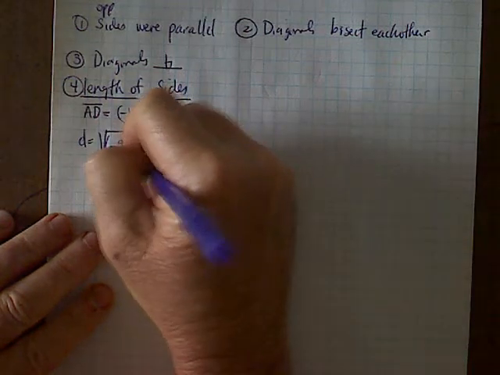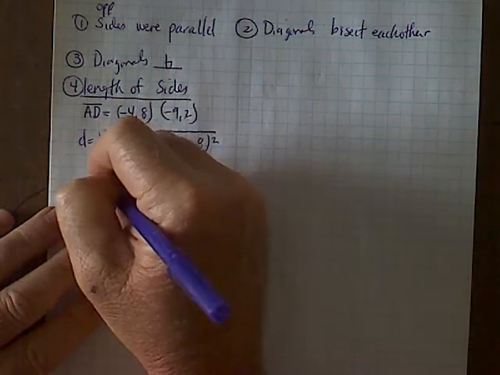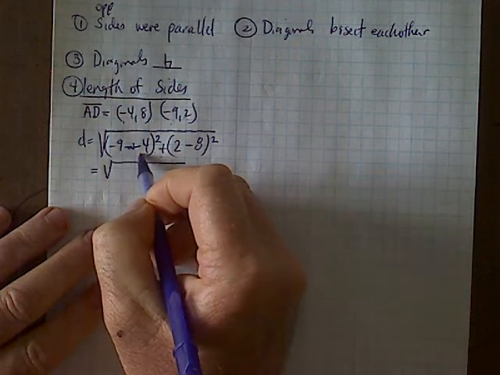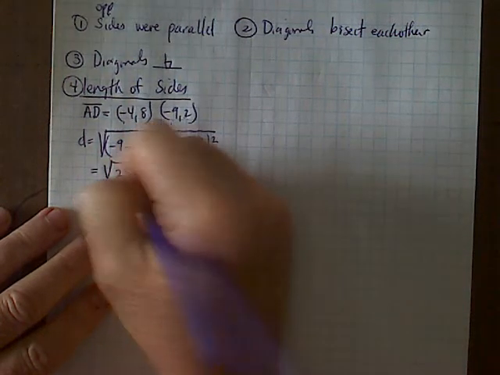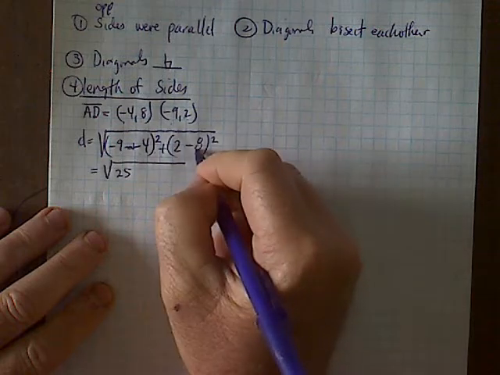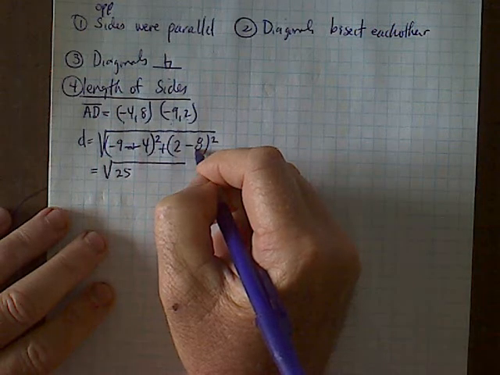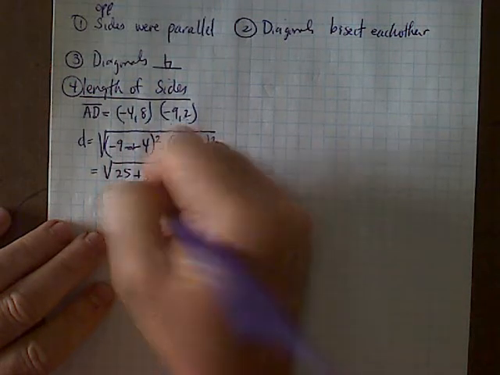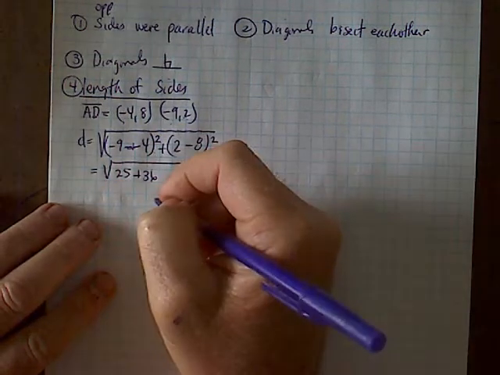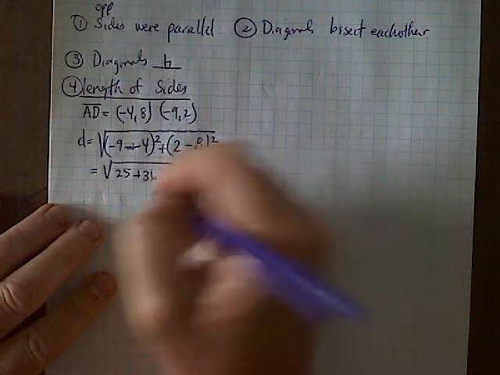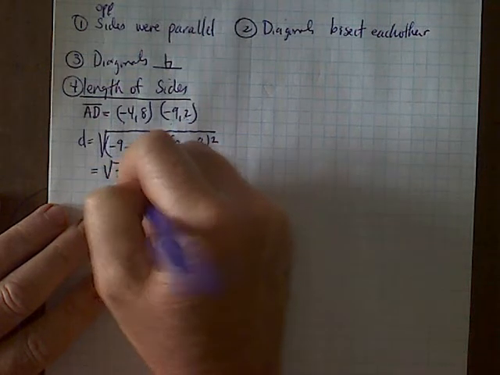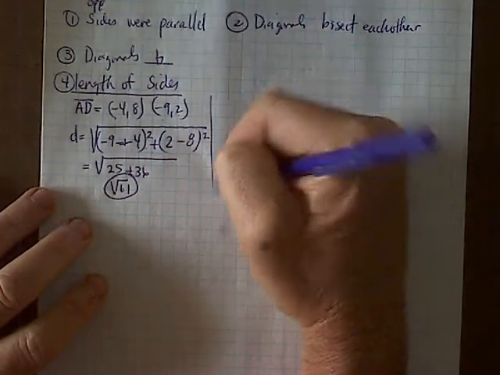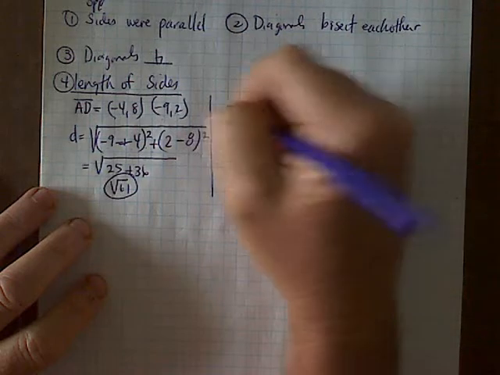So this minus minus here is going to turn into plus. So we're going to have the square root of -9 plus 4, which is -5. Square it, that's 25. 2 minus 8 is -6. Square it, and that is 36. 25 plus 36 is 61. So the square root of 61 is the length of side AD. Now you have to do this for all 4 sides. So let's go to the next side, AB.